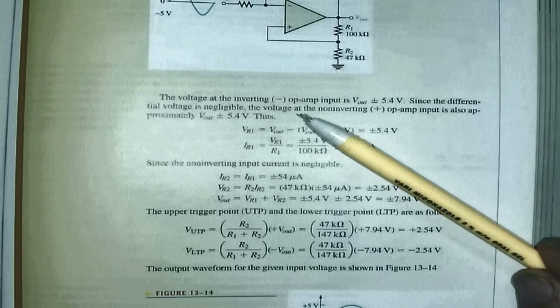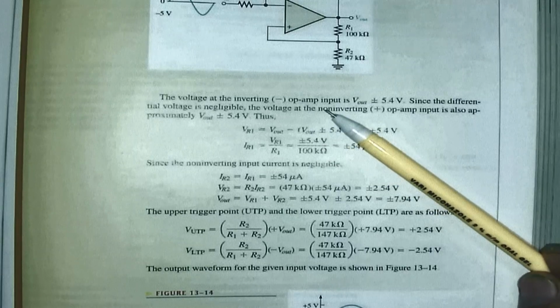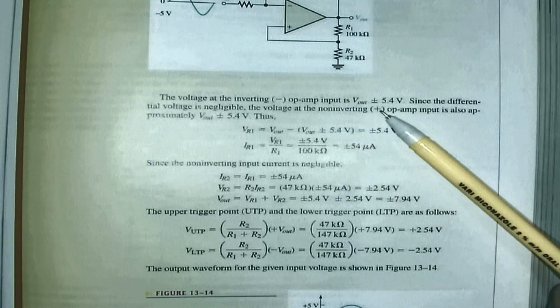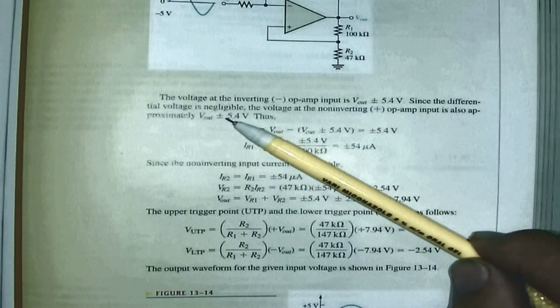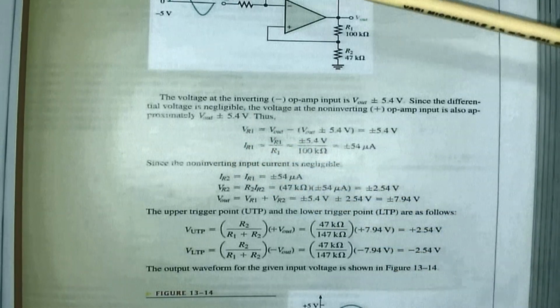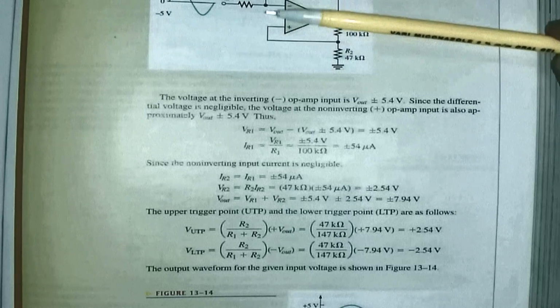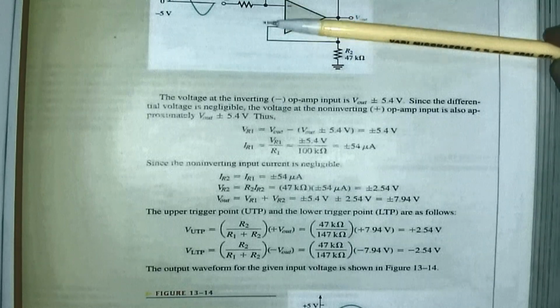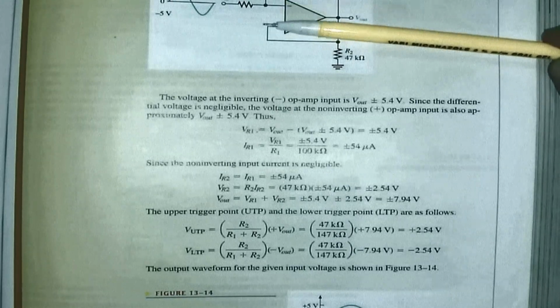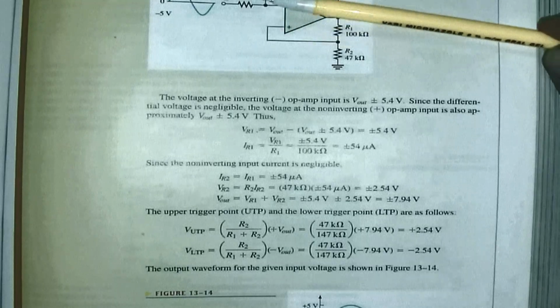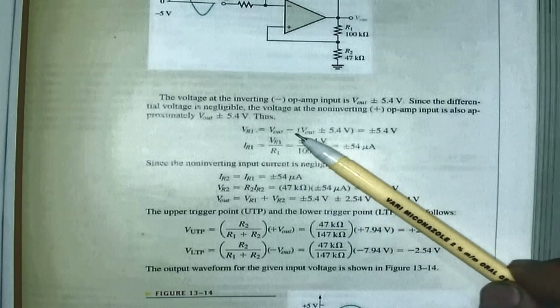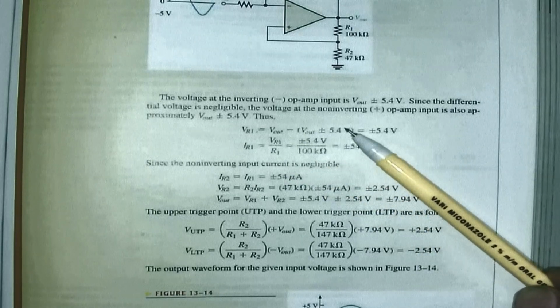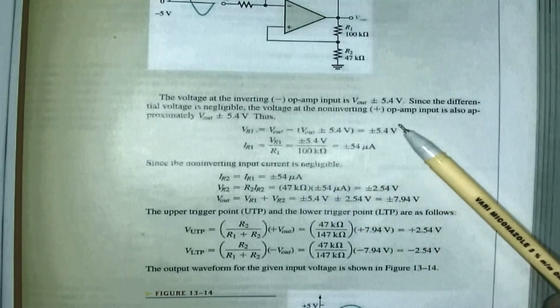Since the differential voltage is negligible, the voltage at the non-inverting and the inverting input of the op-amp must also be approximately plus minus 5.4. If you remember from chapter 12, the op-amp always tries to make this voltage difference equal to 0, because now there's feedback, it will always try to make that equal to 0. That's why I can say VR1 is Vout, plus minus 5.4, and that's equal to plus minus 5.4.